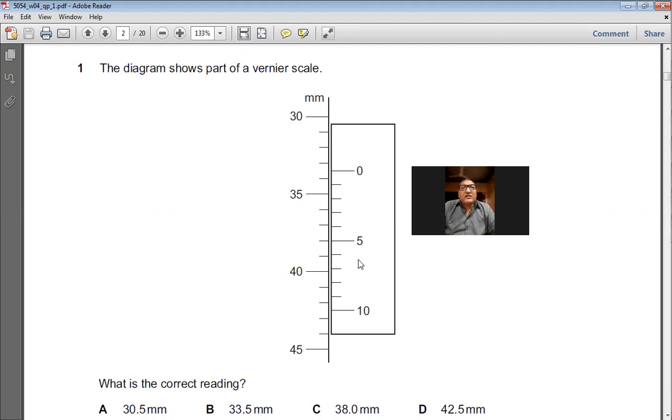And then I will check a line on the vernier scale which coincides with a line on the main scale. So see, this 5th line is exactly coinciding with the line on the main scale. So it will be 33.5. So B is the choice. Question number 1, B will be the right choice. Let me type it. So B is the right choice. Hopefully you have understood how we have taken the reading.